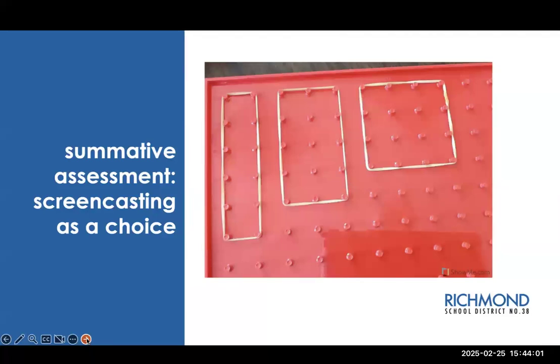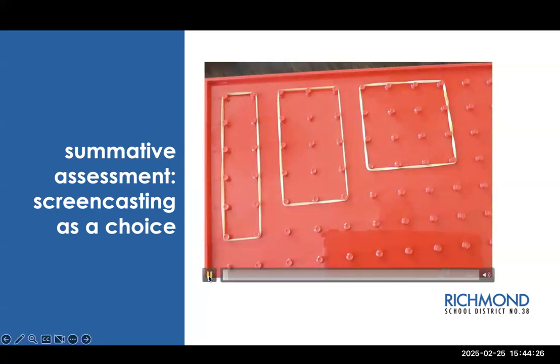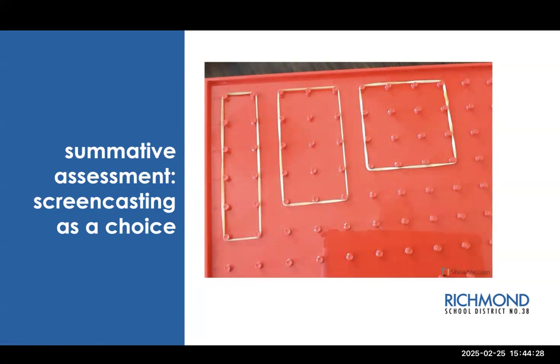Again, the student used a physical geoboard in this case to create 3 different rectangles. And then we were studying area and perimeter and the relationship between area and perimeter. This was a grade 4 student, and I'm just going to play their little screencast so that you get a sense of how much the student has learned and what they're able to tell us through this particular medium using technology.